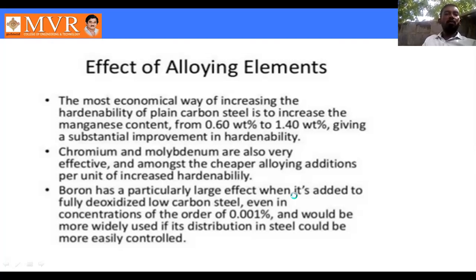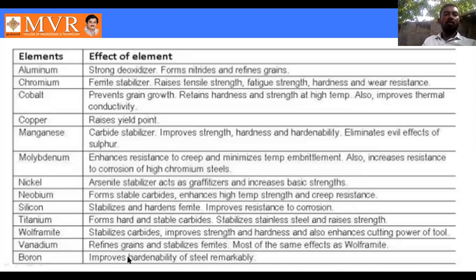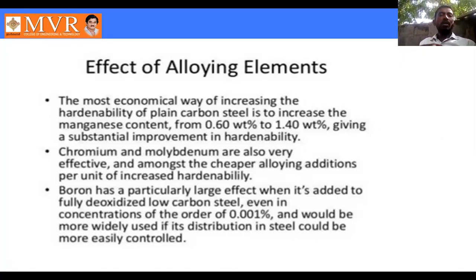See here, this is the boron effect. By using boron in alloy steels, we can see these effects. What is the effect? It improves the hardenability of the steel remarkably. So these are the effects of the alloy elements.